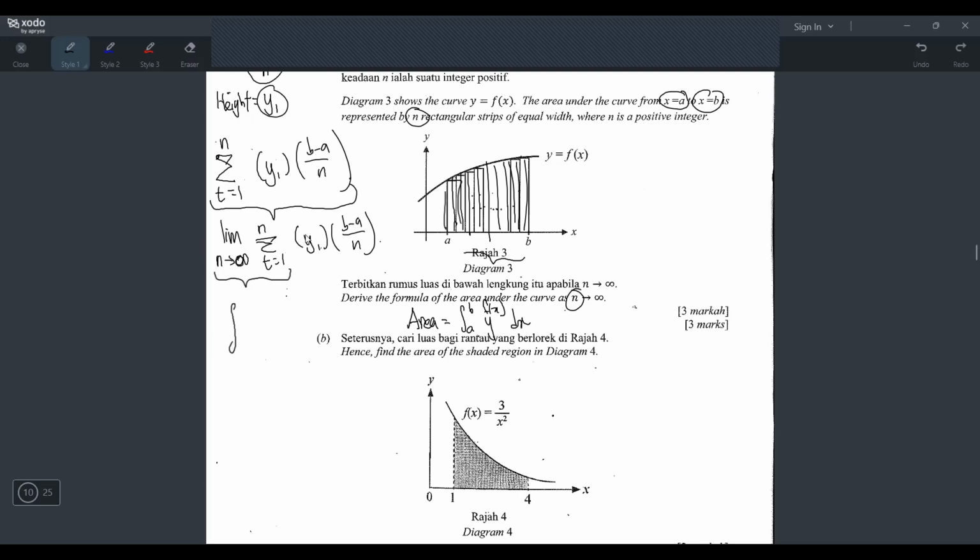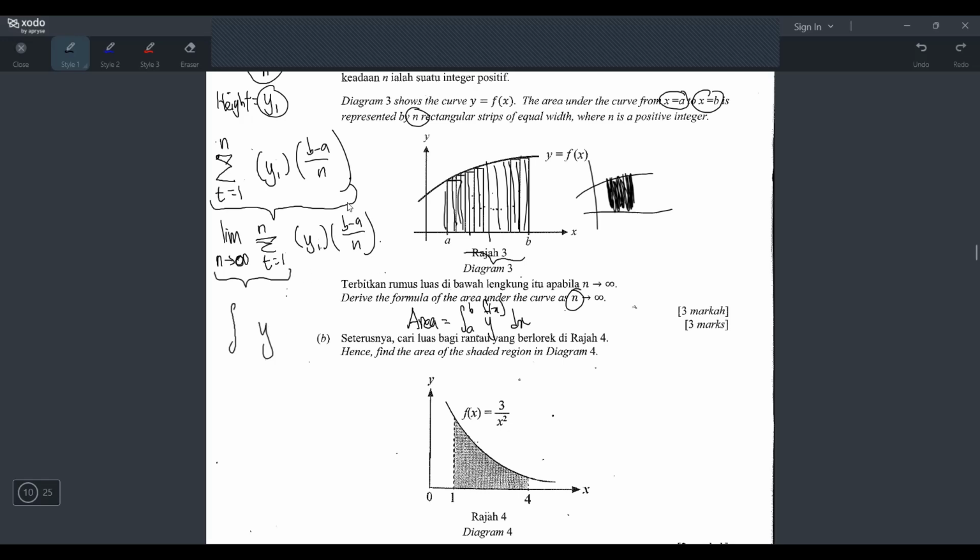Integration. And then the y1 is no longer y1 anymore, because y1 is only the y coordinate of the first rectangle. But when we are taking infinity, we don't have to write the 1 anymore, because if there are infinity rectangles, everything will just compress together. So the y1, we will just write y already. We don't care about the first rectangle because there are infinity of them, so we just call it y.